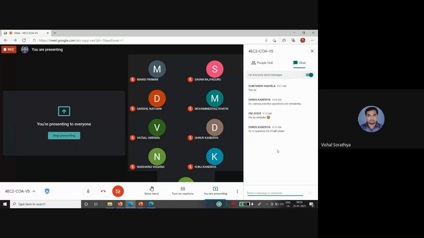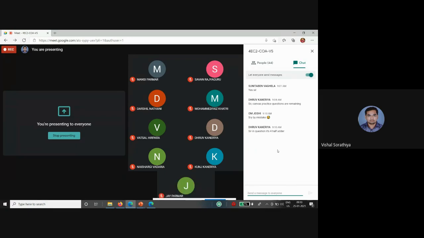Sir, in the question it's a 4 half adder circuit. Okay, you can say it like that. You need to consider that 4 half adder circuit, and using the half adder circuit you can create a full adder now. So from 4 half adder circuits you can create 2 full adders. Likewise, you can repeat it 8 times. If you just do that, I have no problem with that.